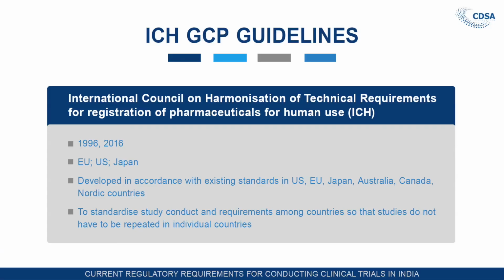Why this ICH GCP? Because there are many countries conducting clinical trials, and it is a method for ICH countries to come together so that they can standardize the study conduct and requirements among all the countries. So none of the studies which have been conducted in one country should be repeated in another country. ICH started from 1996, it got revised in 2016, it is formed by the European Union, the US and Japan, and is developed in accordance with existing standards across US, EU, Japan, Australia, Canada, and Nordic countries. ICH stands for International Council on Harmonization of Technical Requirements for Registration of Pharmaceuticals for Human Use.